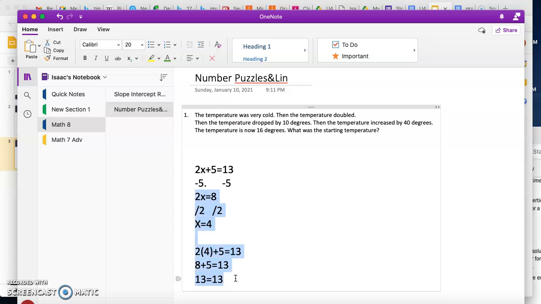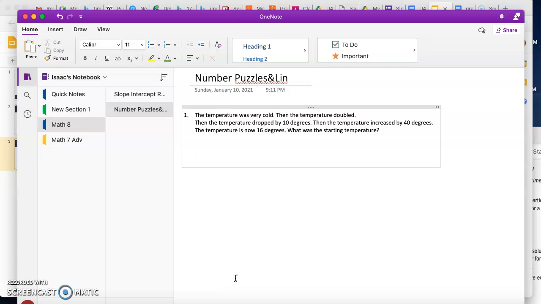Let's take this to the next level. Let's do it in terms of a word problem. So let's say we've got this word problem. The temperature was very cold. Then the temperature doubled. Then the temperature dropped by 10 degrees. Then the temperature increased by 40 degrees. The temperature is now 16 degrees. What was the starting temperature?